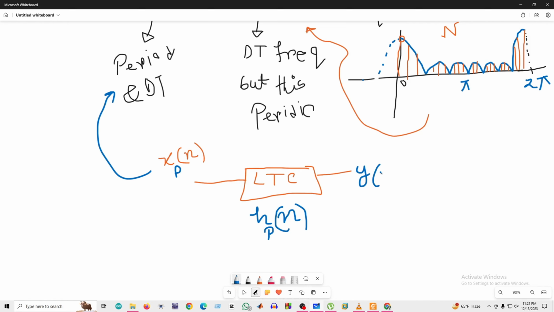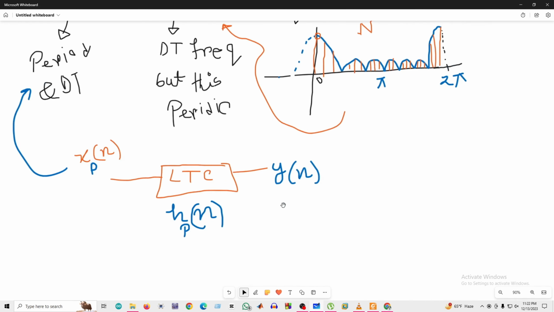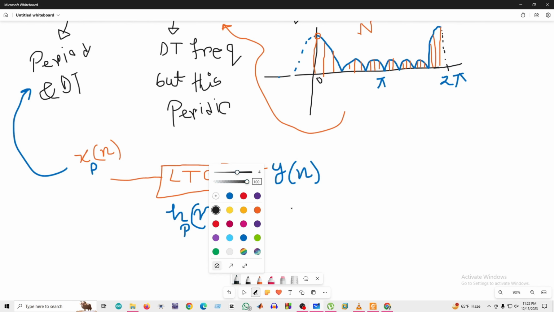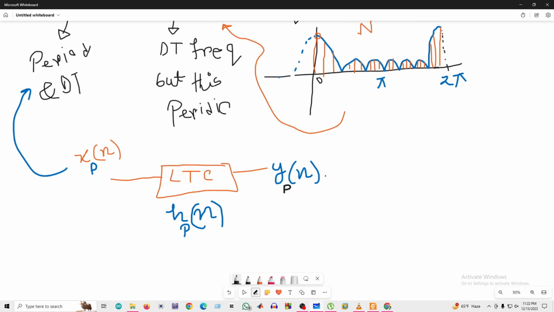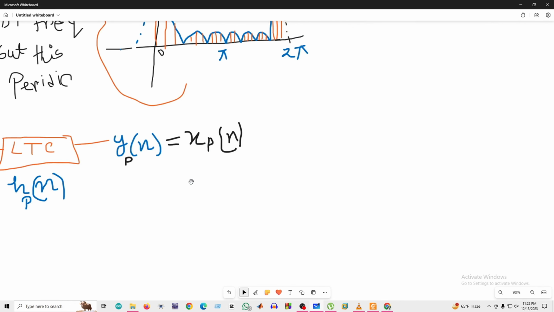So you get y of n, right? So the y of n is basically now also periodic. Sorry, it's my mistake. This will be periodic. But if you want to write the equation, you can write x of p of n. It is basically very difficult to write with the mouse, and this is very hard work.